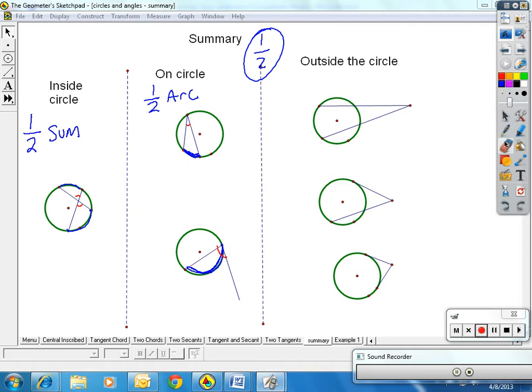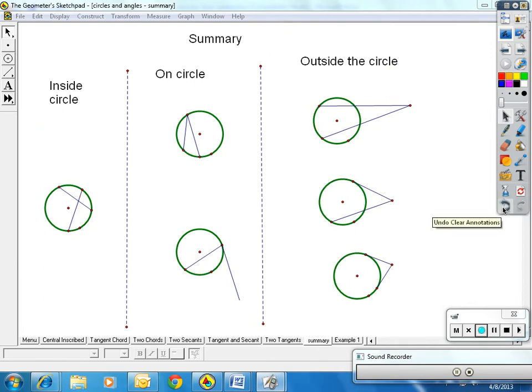And finally, the last one was 1/2 the difference. This arc minus this arc got me that angle. This arc minus this arc gives me the angle. Divided by 2, I'm sorry, I need to subtract them and cut it in half, and I'll get the angles. Okay.